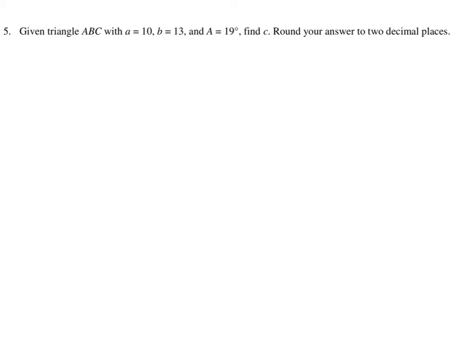Okay, this is number 5 on the Law of Sines worksheet. I'm going to try to draw the triangle. It's not going to be to scale very well because we only know one angle, so I'm just going to kind of wing it, make the 19 degrees look kind of to scale. Remember that side A, the 10, goes across from angle A, and side B, the 13, goes across from angle B. And I'll put little C here.